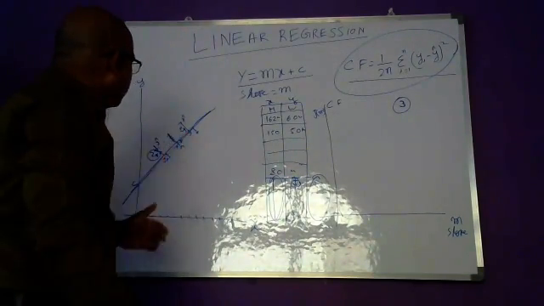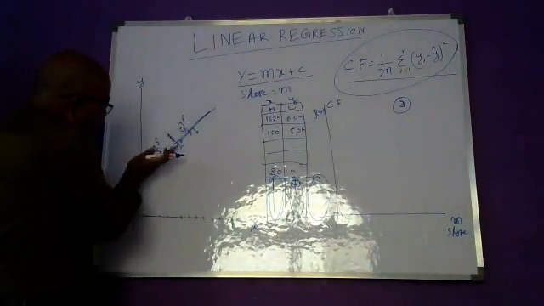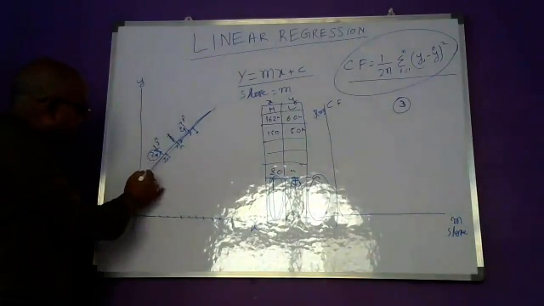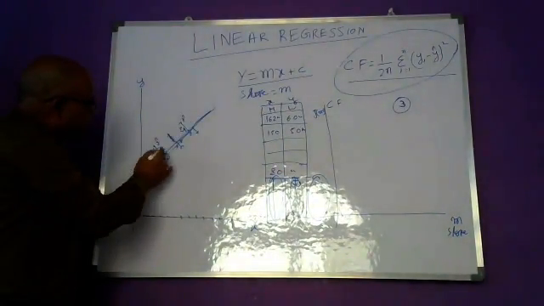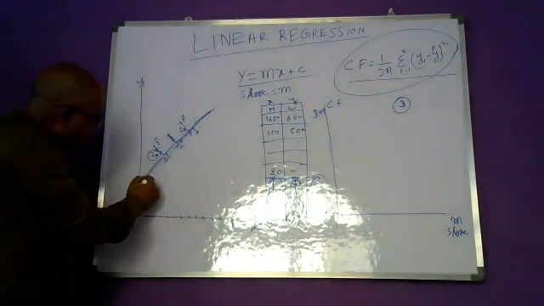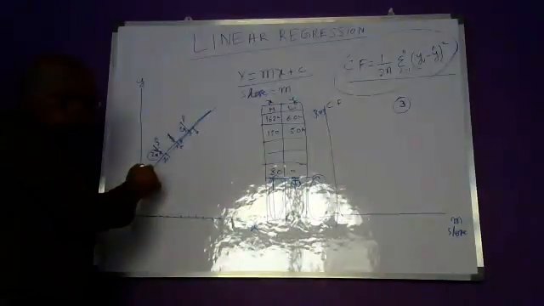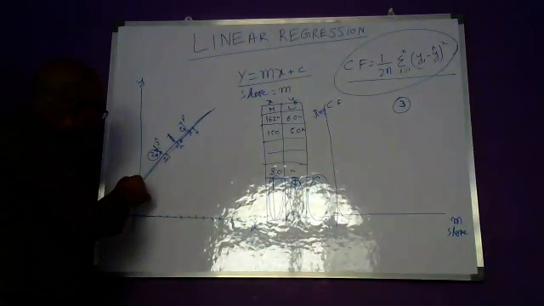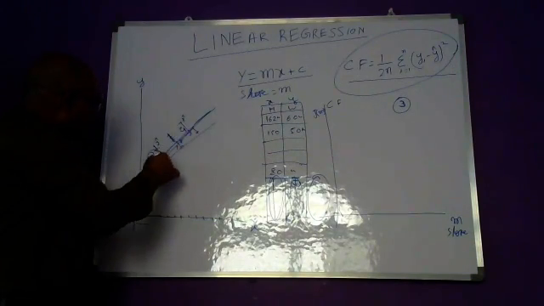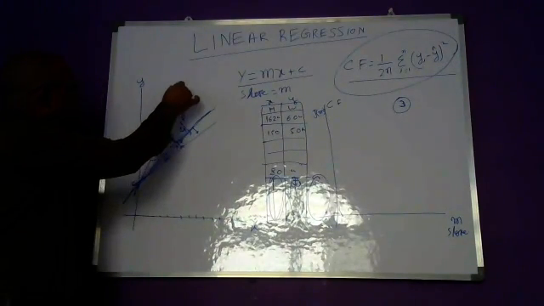So for that, what can we change? This is the slope. With this slope, the line is like this. If we change the slope, what will happen? The line can be drawn like this or like this.